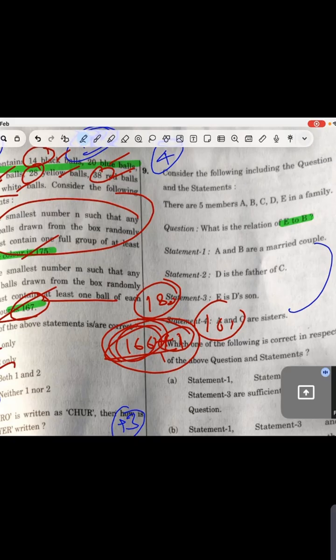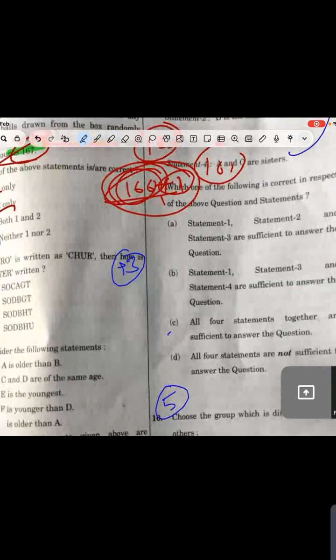No, no, I think I have told this question earlier as well. Read this question, Bhagya.